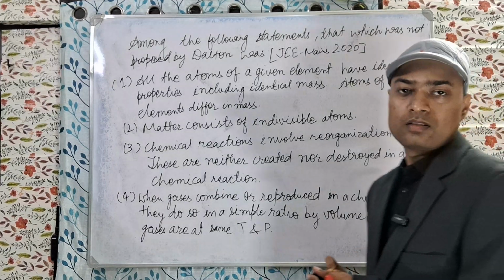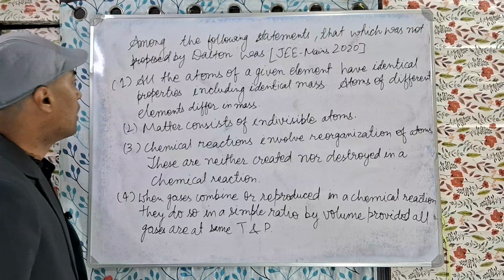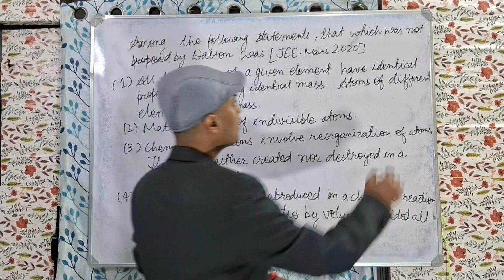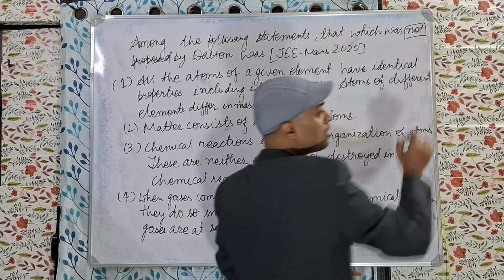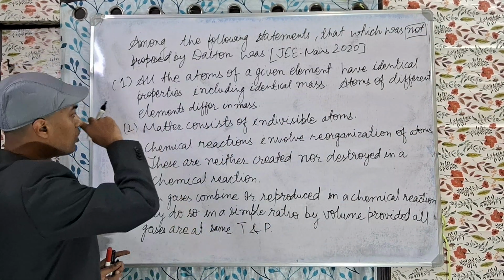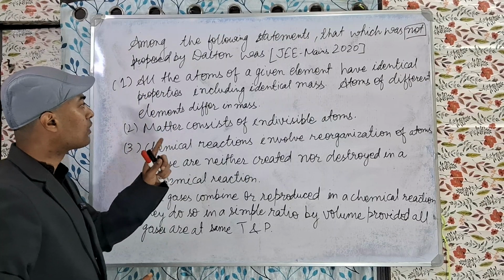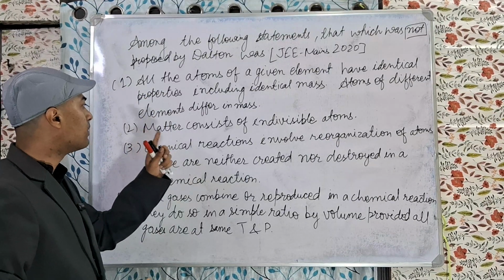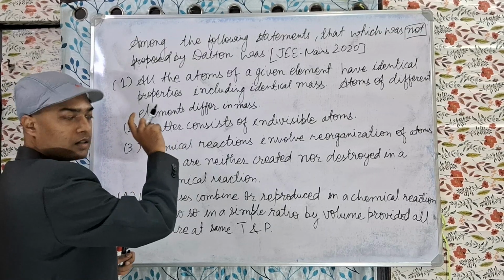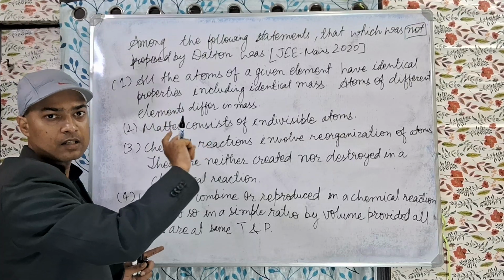No cheating. Okay, write your answer in comment section. Okay, let us do it. So this is asking which was not proposed. Okay, so please remember this not. Because of this not, many of you do very silly mistakes. Okay, now look at the options. All the atoms of a given element have identical properties including identical mass. Atoms of different elements differ in mass.